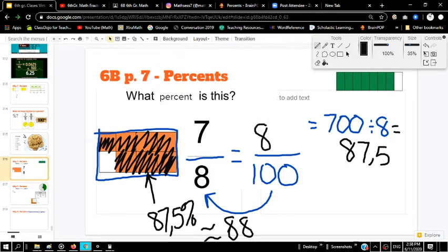So this is 87.5, which equals 87.5%. Now, let's try something. Let's take 100 minus 87.5.